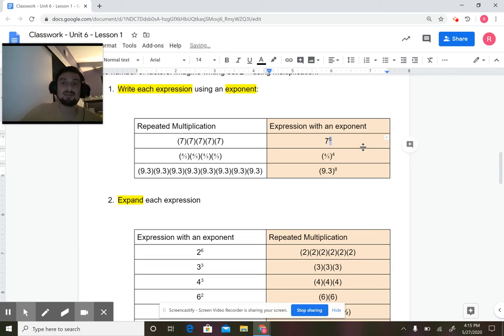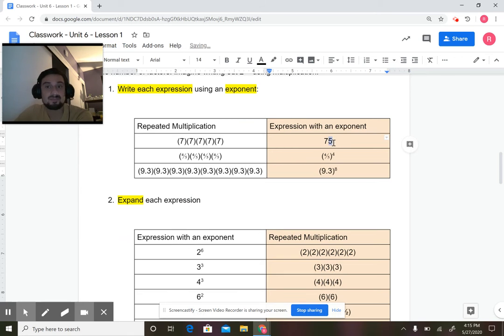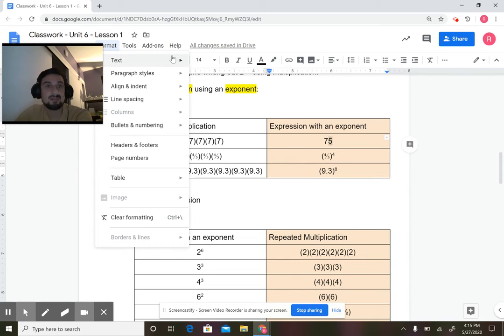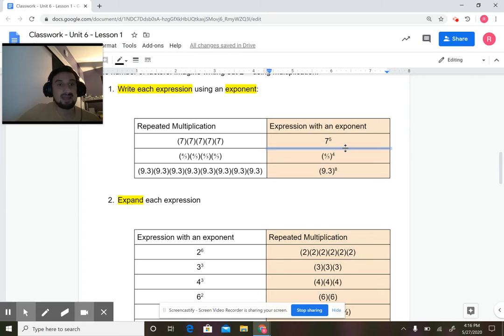So control dot will make the number go up, and that's called a superscript. You can also go to Format, Text, and click on Superscript again, and it will make the superscript. Once you're in superscript mode, you have to get out of superscript mode by clicking it again, okay? So I click it once, and it gets me out of superscript mode. I click it, go to Text, Superscript, and I'm back in superscript mode. So you have to click that, okay?